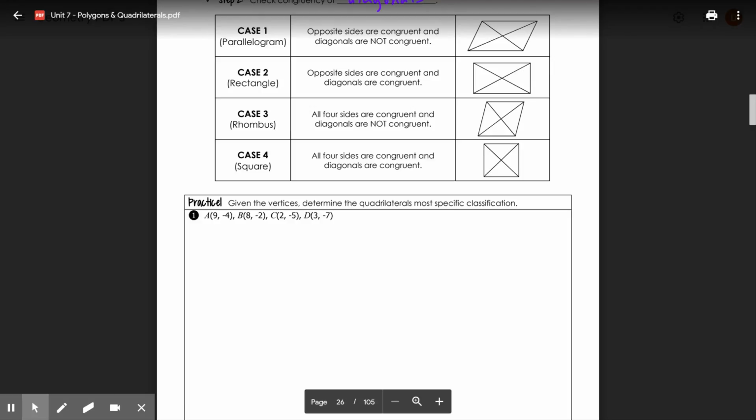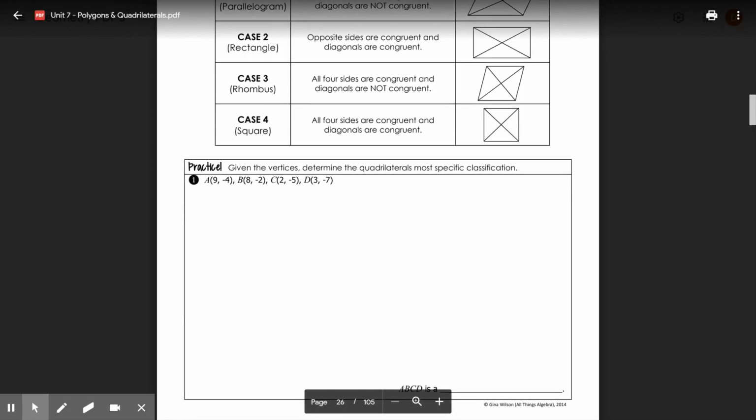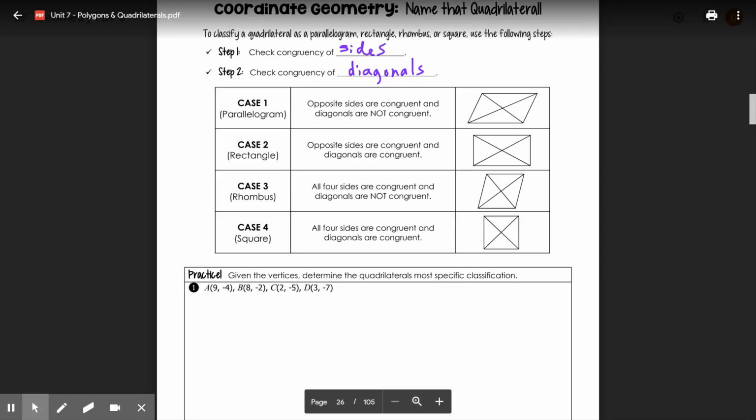So the main thing here is we have to figure out what the distances are. So we're going to have to use the distance formula. So we're going to practice here. Given the vertices, determine the quadrilateral's most specific classification. So is this a parallelogram, a rectangle, a rhombus, or a square? Actually, just to go back up here, let's do this.